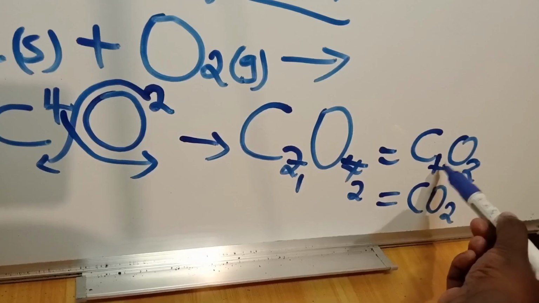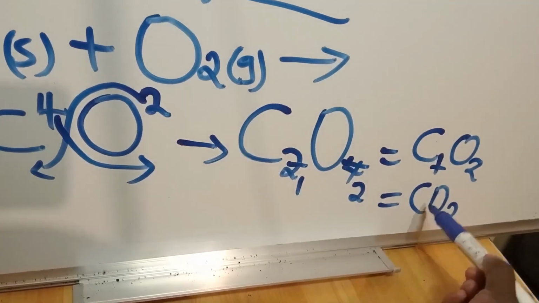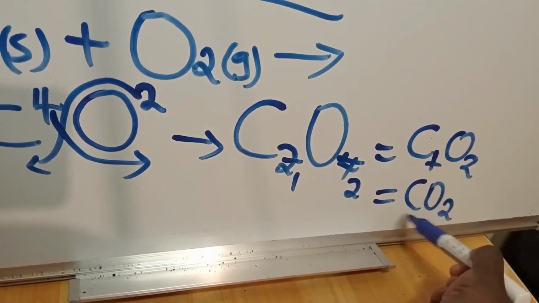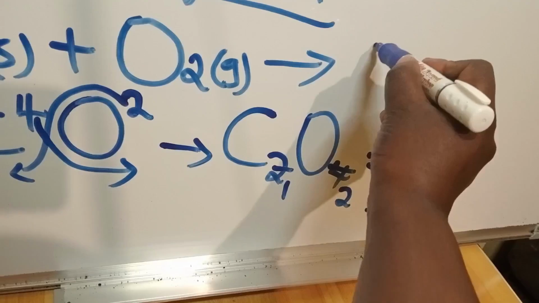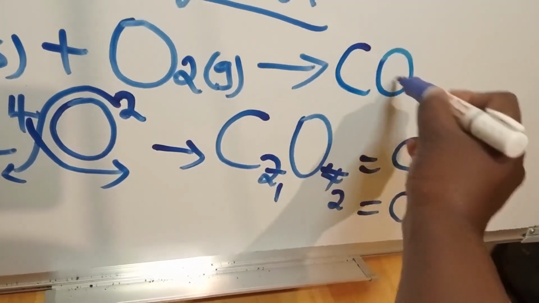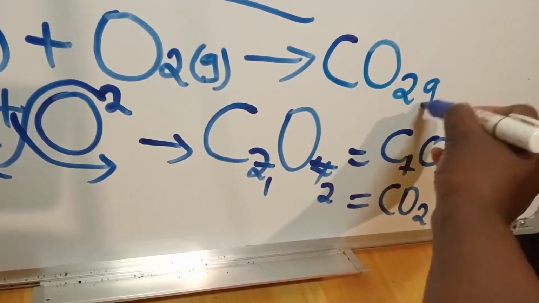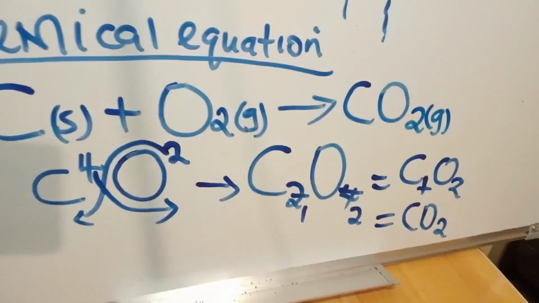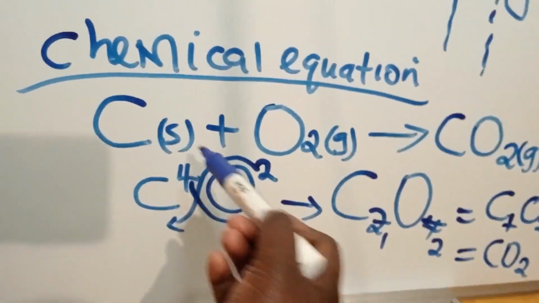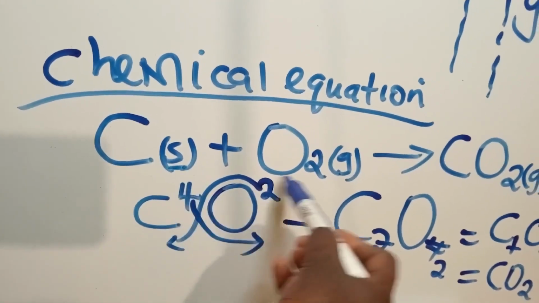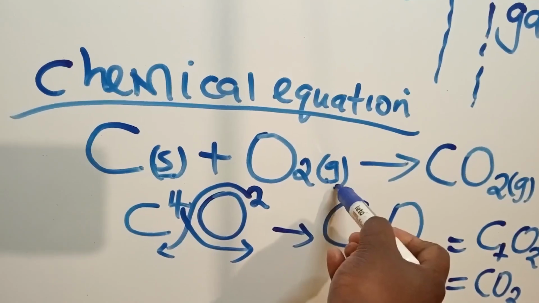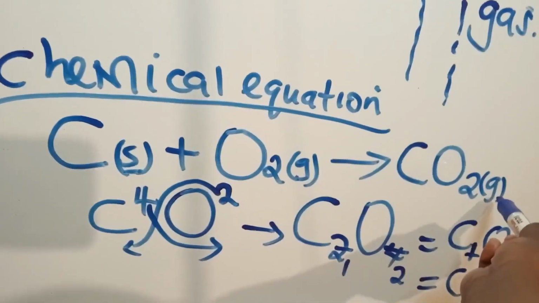You see, the reason we cancel this one is because whether it is there or not, carbon is just 1. Oxygens are the ones that are 2. So we come back here and we indicate the formula for CO2, and then we have to indicate the state symbols. Now that we are writing a chemical equation, this is gas, this is also a gas.